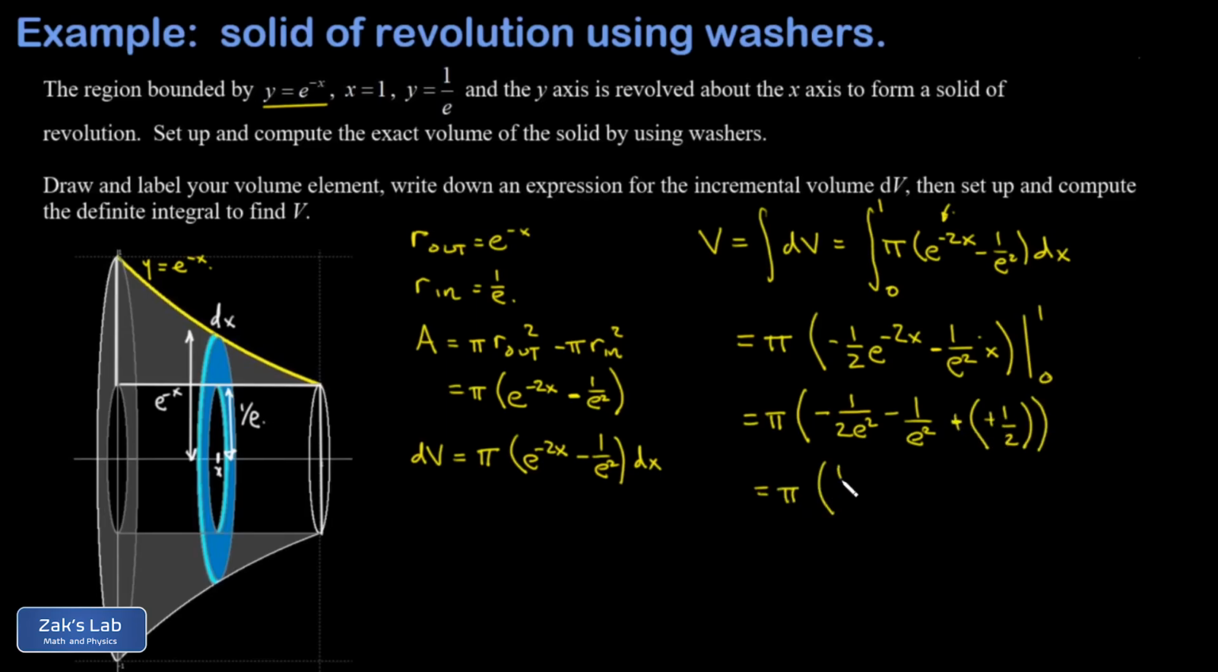I'm going to move that in front. And then I can get a common denominator on my 1 over e squared terms. I multiply the second one by 2. And I end up with a negative 3 over 2e squared for that term. And that's our final volume for the solid of revolution, and we're done.